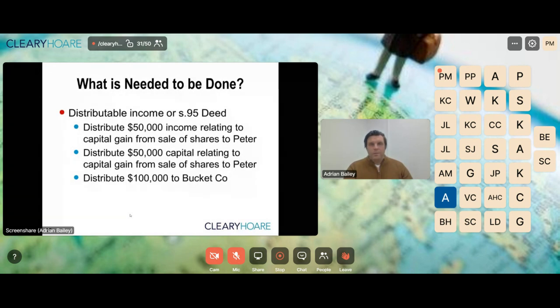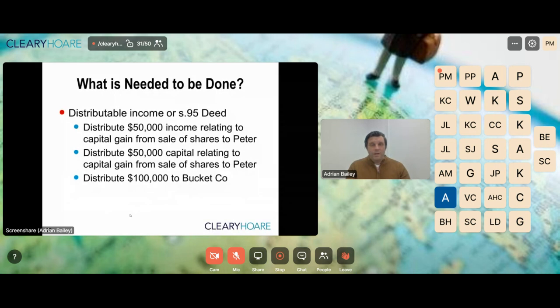The distributable income is Section 95. So as I said, that reduces the income in the hands of the trust to $50,000 being the net income. So we would have to distribute that $50,000 to Peter using the income distribution clauses. Then we would have to make a distribution of $50,000 of capital relating to that extra amount, the difference between $50,000 and $100,000, to Peter as well. That way he would be specifically entitled to the entire net financial benefit, the entire $100,000. So then we would have successfully streamed.